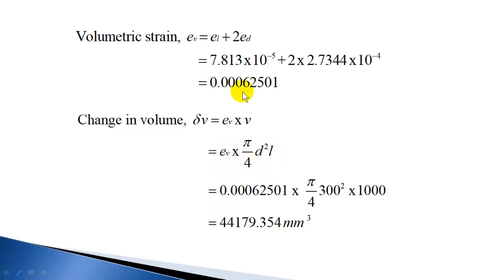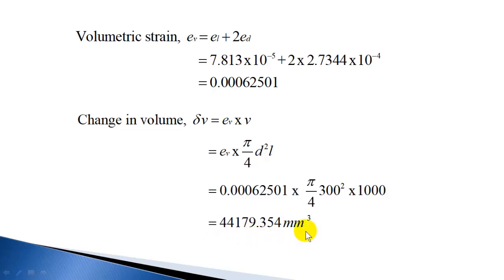So EV is 0.0006251. I have substituted EV into pi by 4, diameter is 300 mm and length is 1000 mm. Substituting this, you get the change in volume as 44,179.354 mm cube. This is in mm cube.